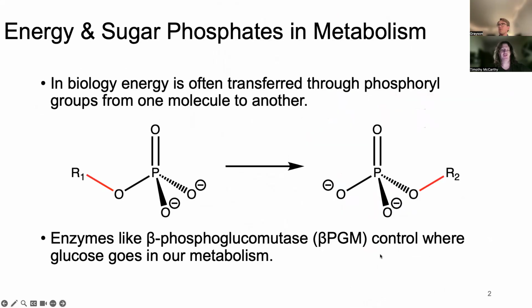Energy and sugar phosphates in metabolism. In biology, energy is often transferred through phosphoryl groups from one molecule to another. Enzymes that transfer or interconvert phosphate groups on sugars, like beta-PGM, aid in deciding where glucose goes in metabolism. As you can see in the image, the R group, or the glucose, changes which oxygen of the phosphate molecule it is bound to.